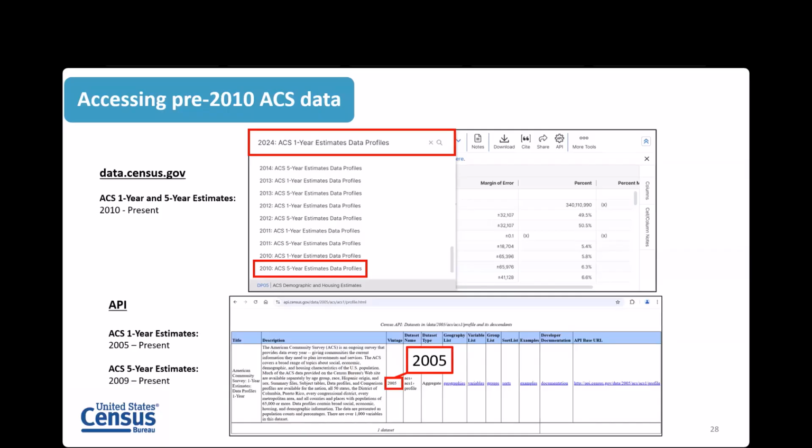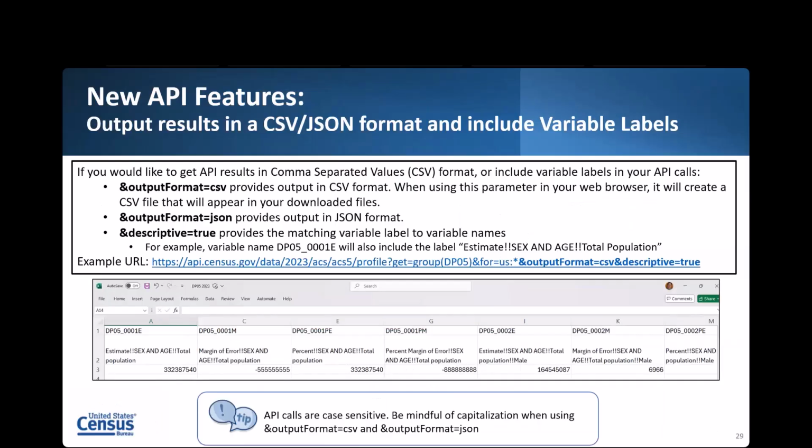So when you're trying to access some of these older data sets and pull an entire table, like let's say the entirety of table DP05, we added some new API features over the last year or two that really make downloading this data a whole lot easier. The two features that we added were output format and descriptive equals true. So with output format, you can either add equals CSV or equals JSON to output the data in your preferred format.